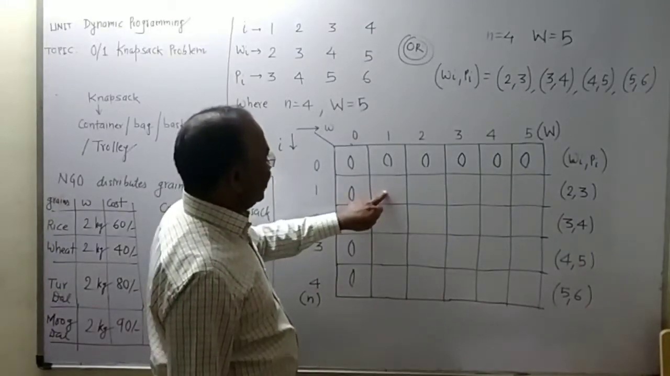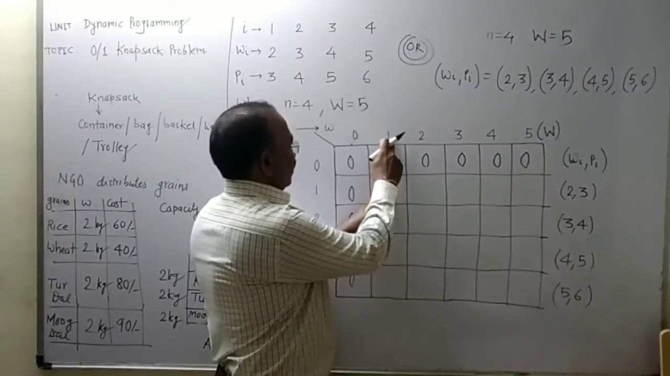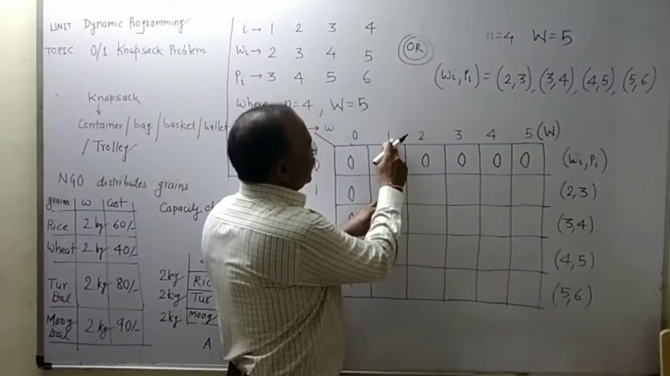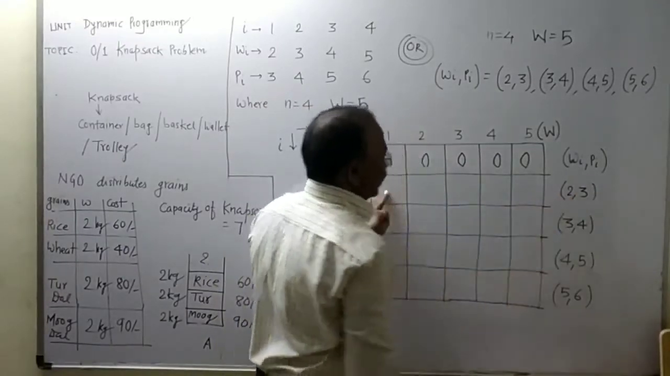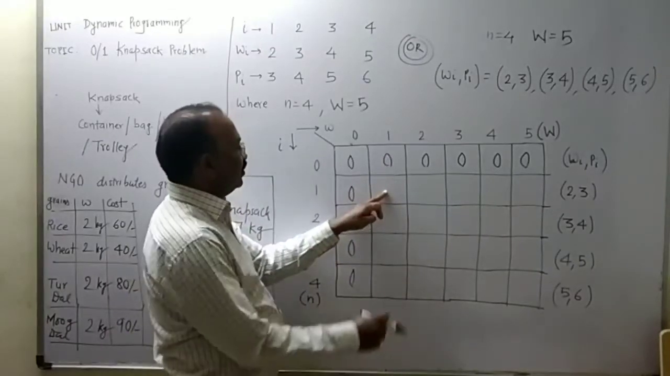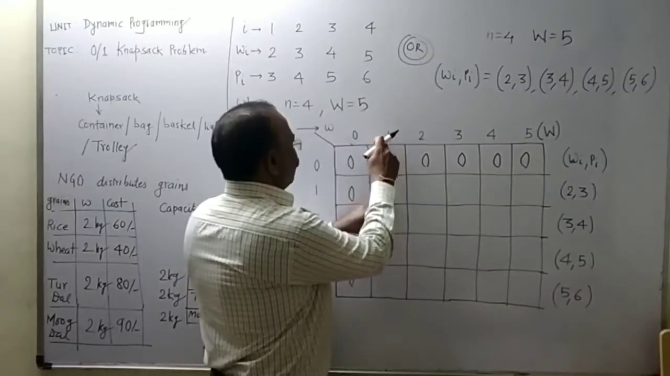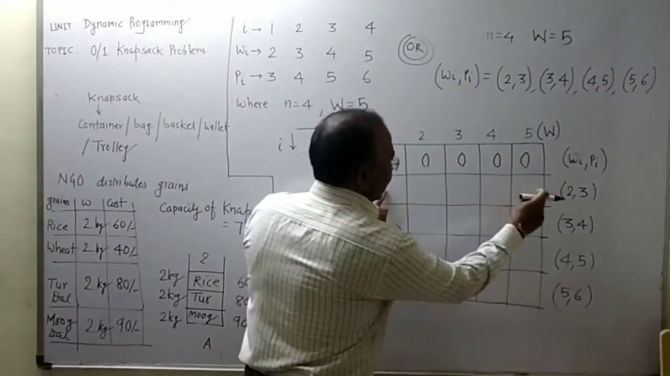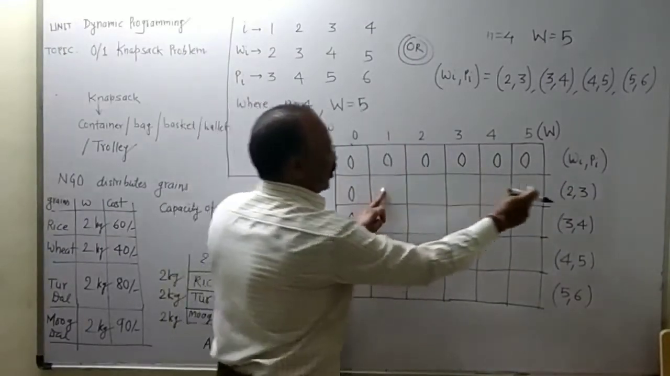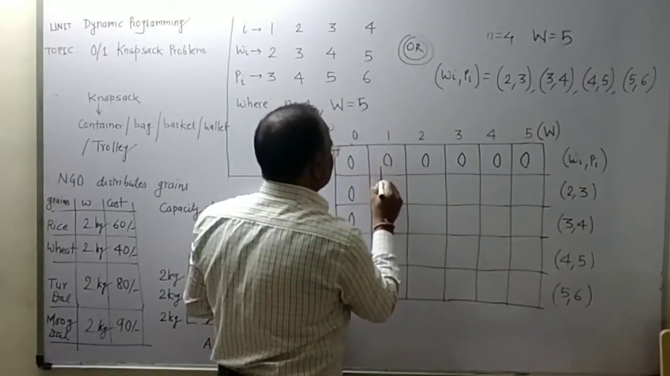So see here, for this cell the column is 1. Now if this column value is less than 2, then take the upper value as it is. Repeating, the column number for this cell is 1. If this 1 is less than the weight of the first object, that is 2, then take the upper value as it is, meaning 0.